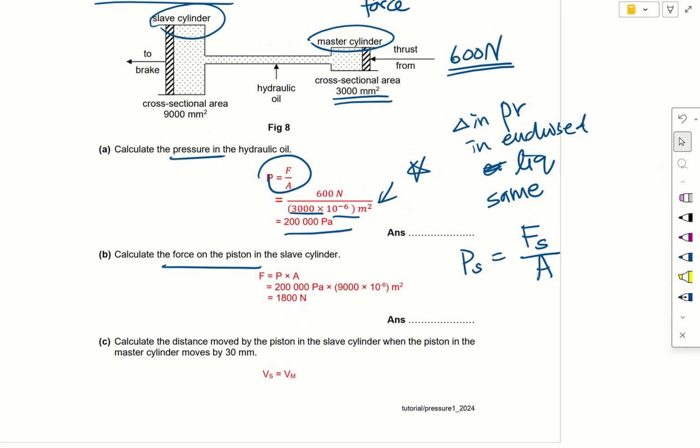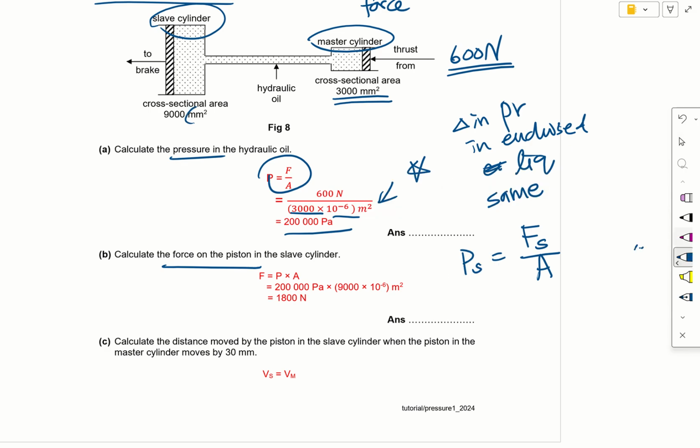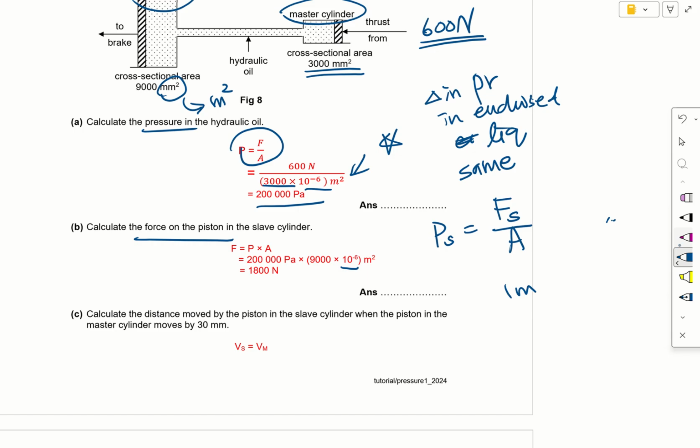Okay, because the cross-sectional area is now larger, we take note again that it is in mm square and not in SI unit, so we have to convert it to meter square. That's why we need to multiply by 10 to the power minus 6. How do I get 10 to the power minus 6? 1 mm to convert to meters, I have to multiply by 10 to the power minus 3.